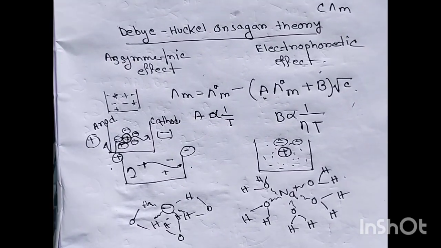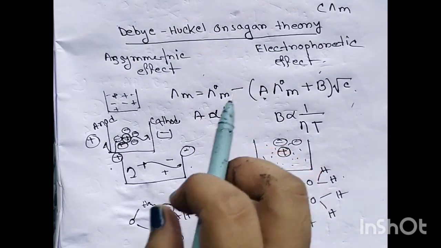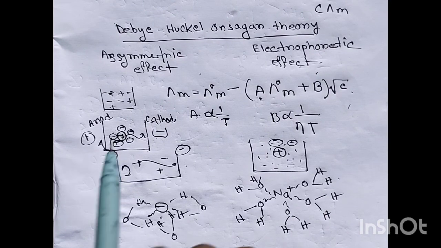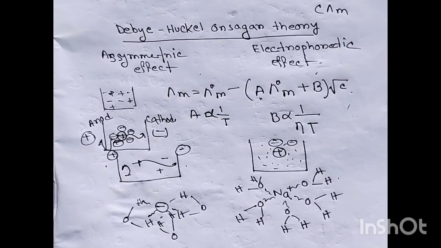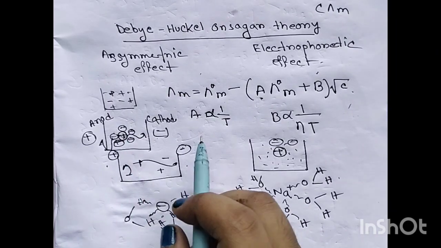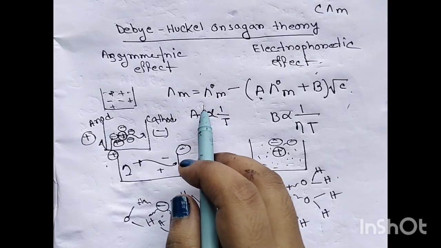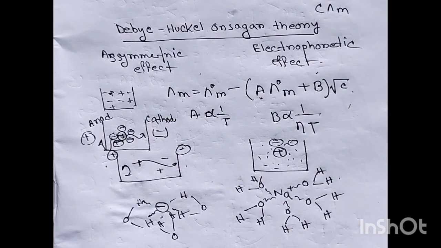Okay, so this equation is called the Debye-Hückel-Onsager equation, where A is constant, B is constant, A decreases due to asymmetric effect, B decreases due to electrophoretic effect. Lambda m equals molar conductance at any concentration and lambda naught m equals molar conductance at infinite dilution.